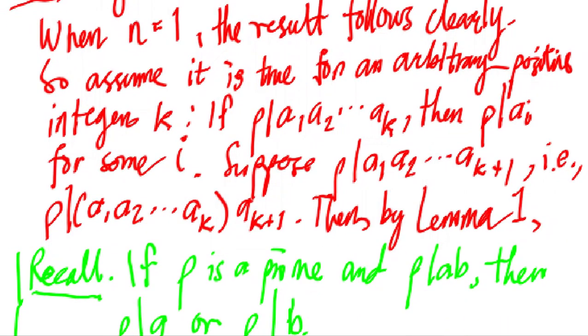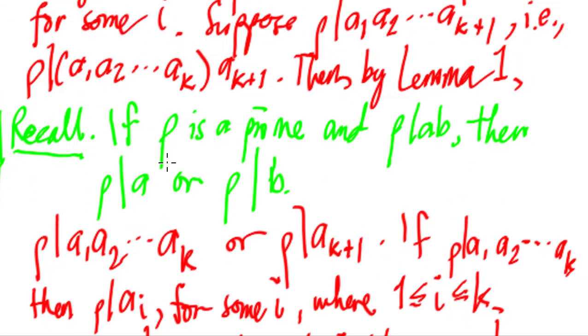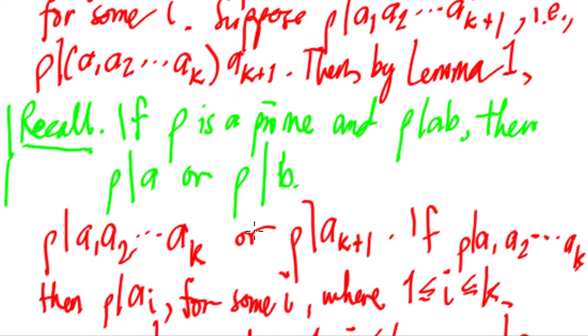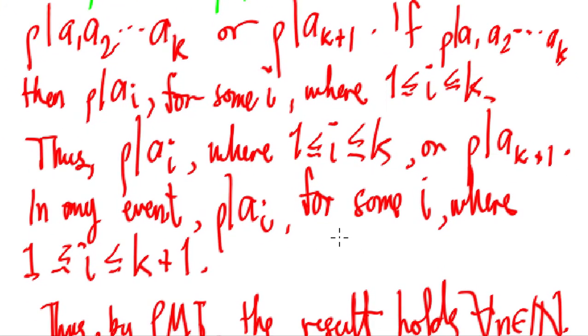So by lemma 1, we recall that if p is a prime and p divides the product of a times b, then p either divides a or divides b. So from here, by lemma 1, p divides a sub 1, a sub 2 up until a sub k, or it will divide the other factor, which is a sub k plus 1.